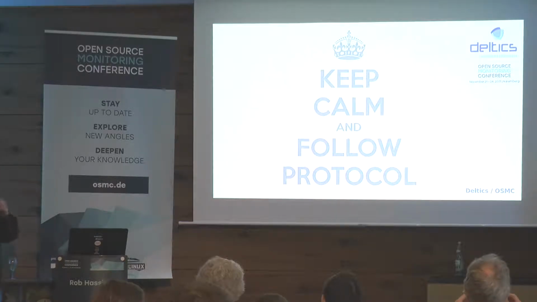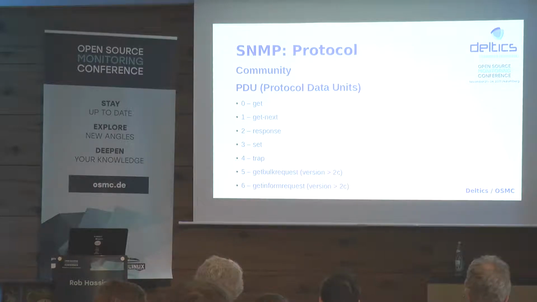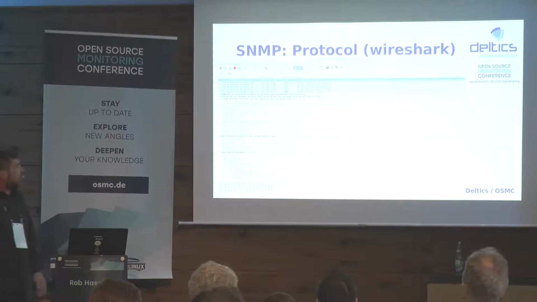Now we're going to go a bit more in depth on the protocol. The SNMP protocol has a community string, which is actually some sort of password to get the information from the system. You can get a read-only community string or a read-write community string. And then we've got these PDUs, with which we can say what we want to get from the system. Do we want to get just one piece of information, and then it sends a response.